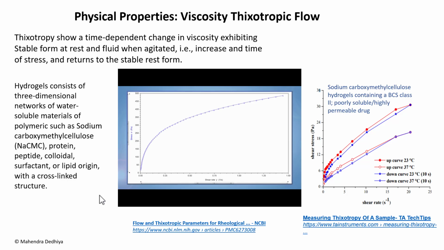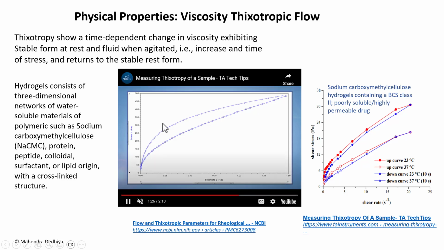And when we ramp down, if the curve overlaps, then there is no thixotropy. If the curves are different, that is, the ramp down curve lags, then we will call it thixotropic material. The more thixotropic the material, the larger the difference between these two curves is going to be. Let's look at the data.